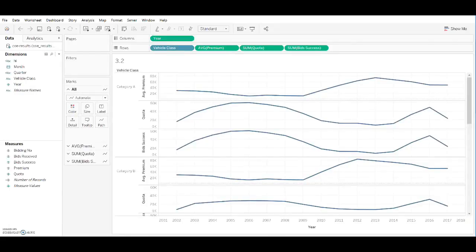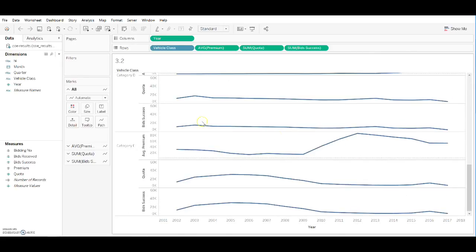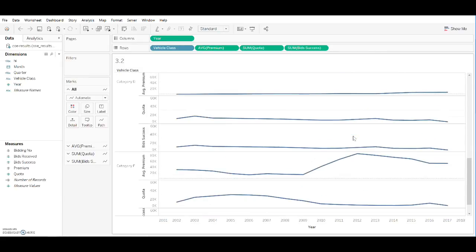Moving on, for 3.2.1, our business question is which category's premium has increased in terms of average premium, and to suggest reasons for such occurrences. So it requires us to compare the average premium and the quota. Therefore, we place both average premium and sum of quota in the rows, with vehicle class in the rows too. And we can see that category B over here and category E have made a sharp increase in the average premium from 2009 to 2012.